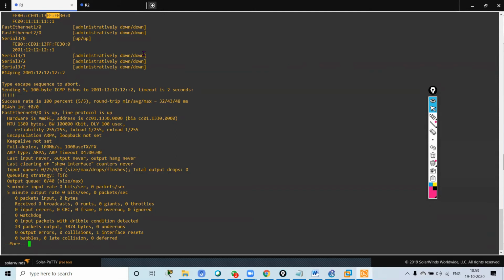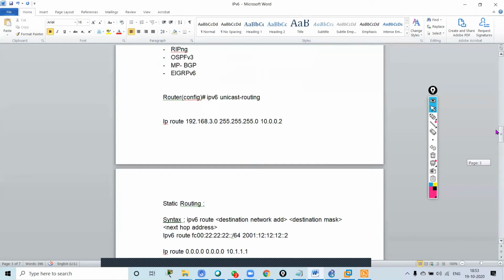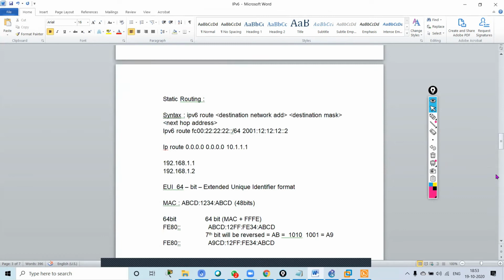Just repeat once again how you did the subtraction. Okay, suppose I take another MAC address over here. Suppose this is the MAC address I took.